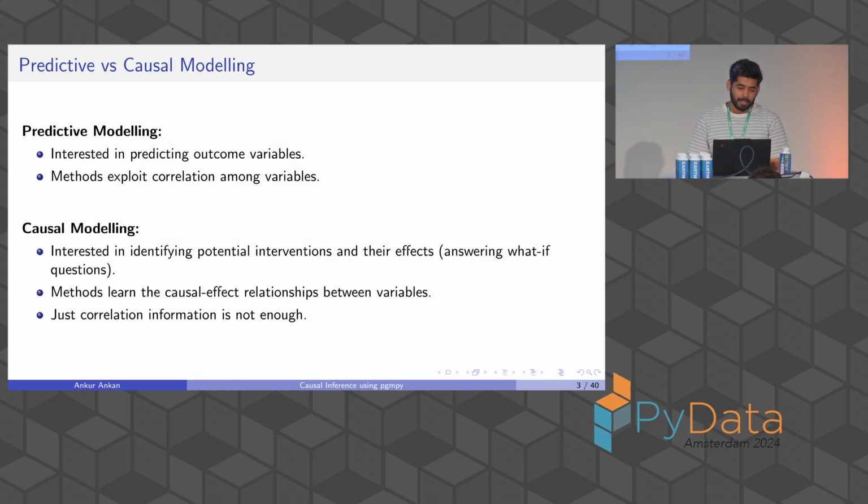So to put it a bit more concretely, in predictive modeling, we are usually interested in predicting a bunch of outcome variables given some features that we have. And these methods usually rely on correlation between these variables. On the other hand, in causal modeling, we are more interested in identifying potential interventions. So for example, what would happen if we change something? These what-if kind of questions. And methods here typically try to learn cause and effect relationships between the variables. And for that, usually just utilizing correlation information is not enough.